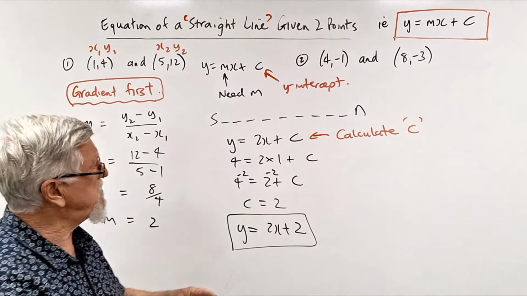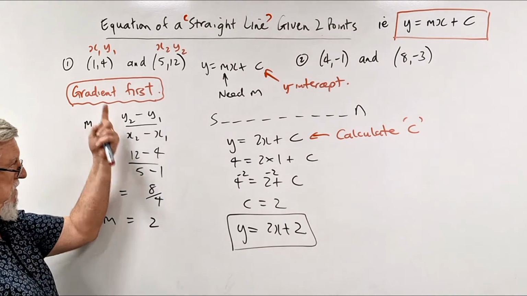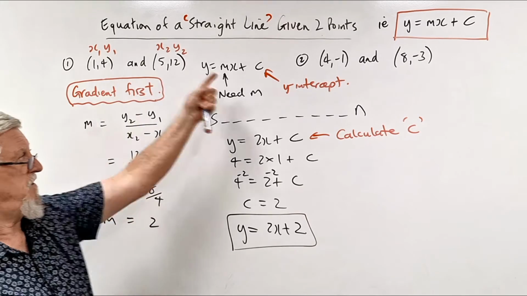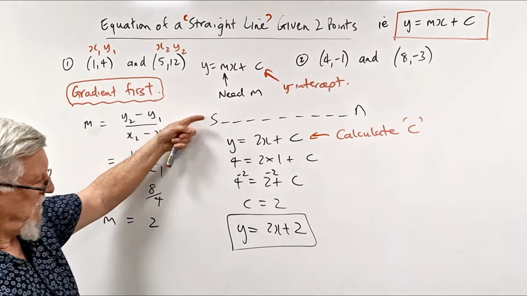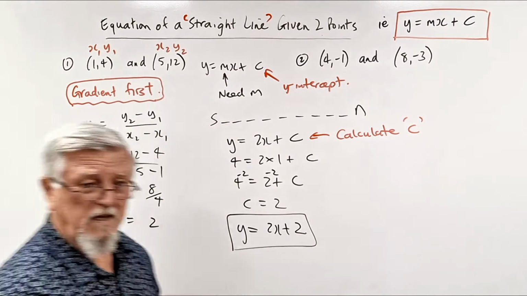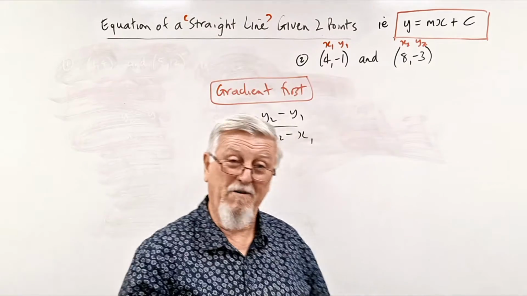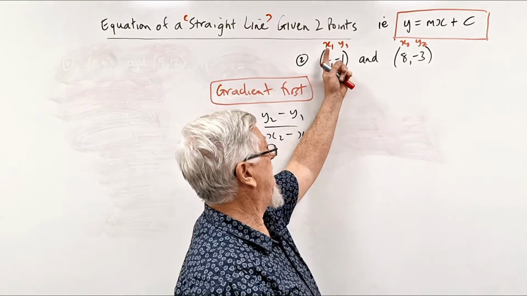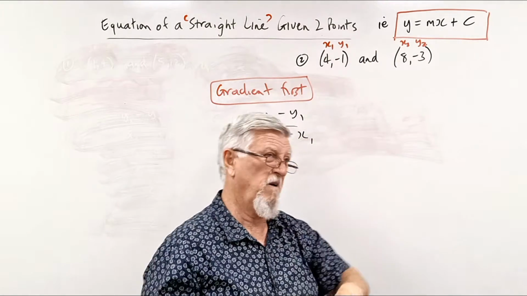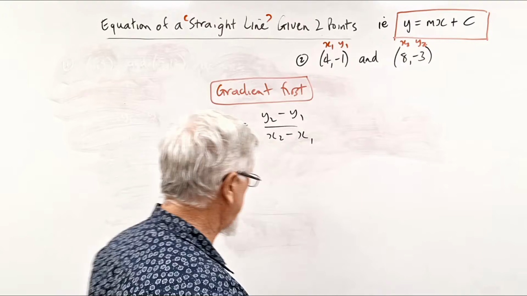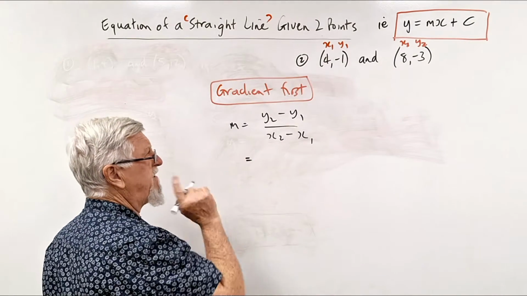So in principle, what we're doing is gradient first, using the gradient formula, then using the equation of the straight line, substituting and getting the answer. I'm just going to go through a negative case as well, because that's where students muck up more often. So again, I'm nagging about putting x1, y1, x2, y2. Mind you, most students don't need to do that. It's just some.